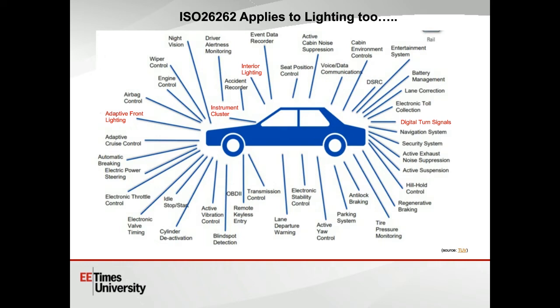And it's particularly important because, as we'll see, lighting is now part of an integrated system design, which has lots of microcontrollers, and software-intensive designs are very much part of the ISO 26262 standard. In addition, of course, things like adaptive front lighting are clearly things that, if they went wrong, could cause danger not only to the driver of the vehicle, but to oncoming drivers too.